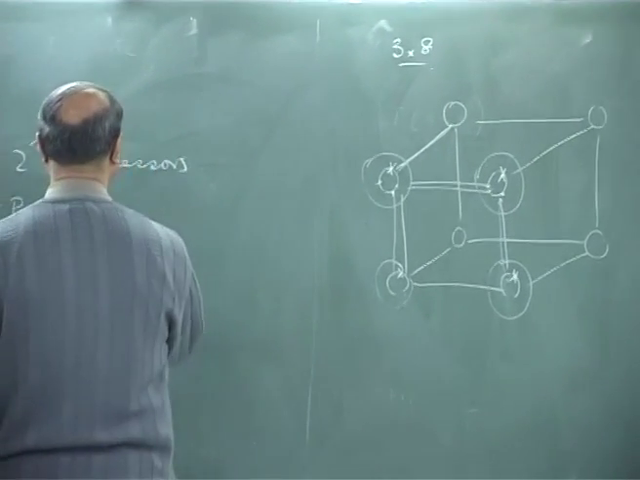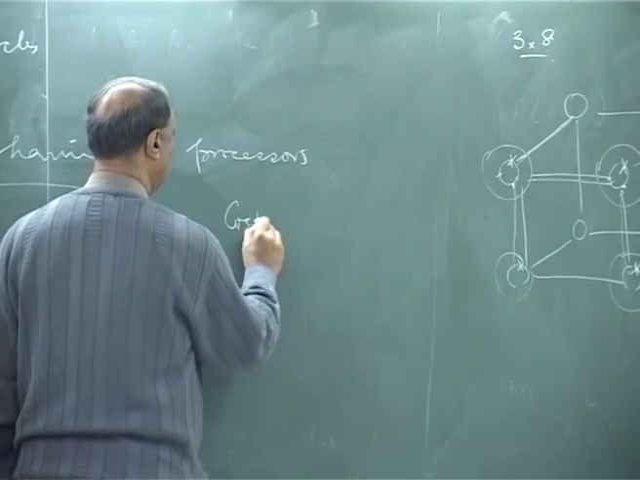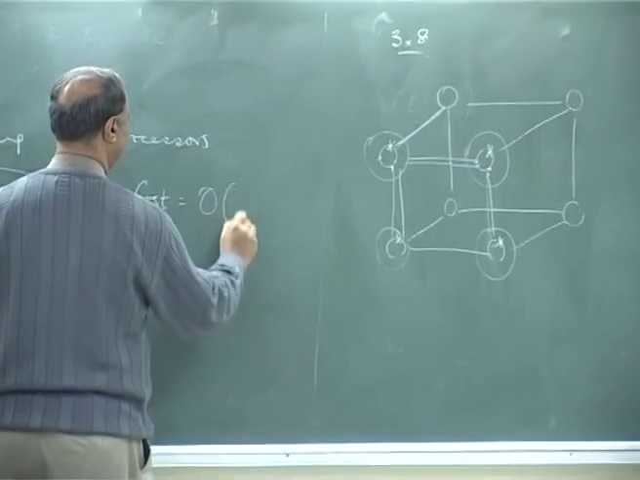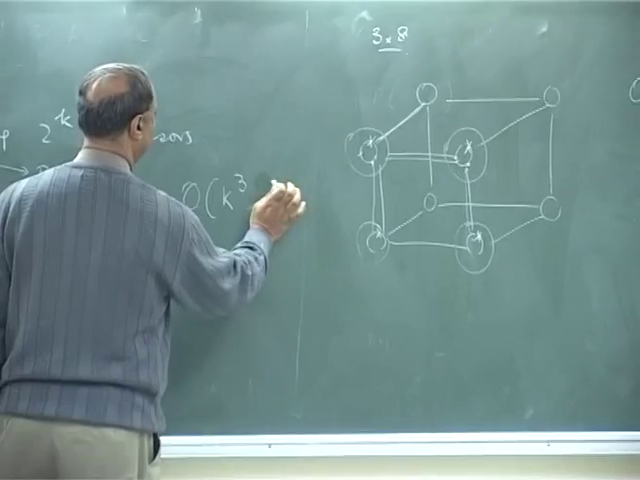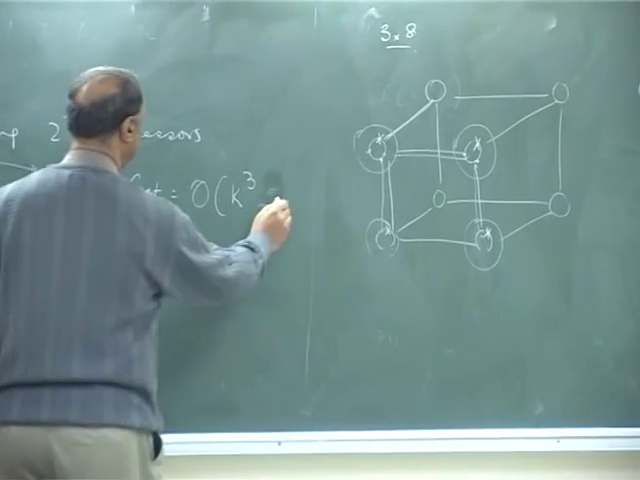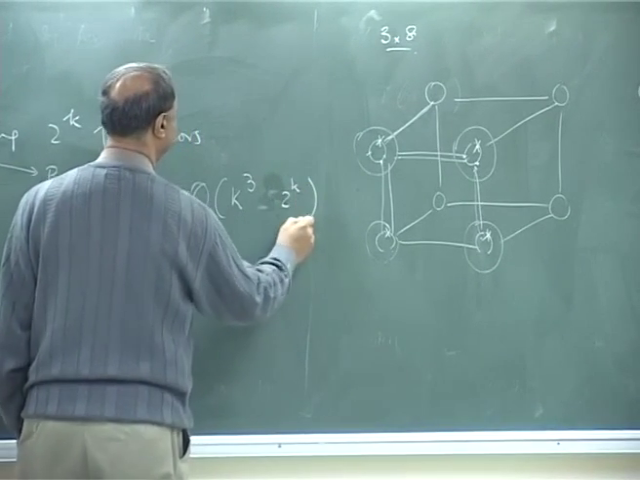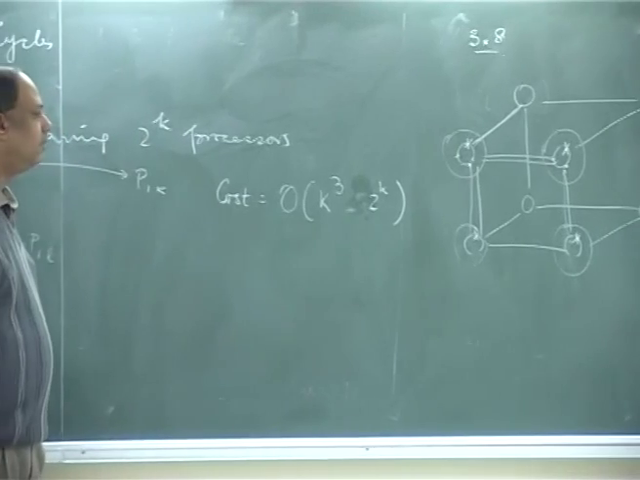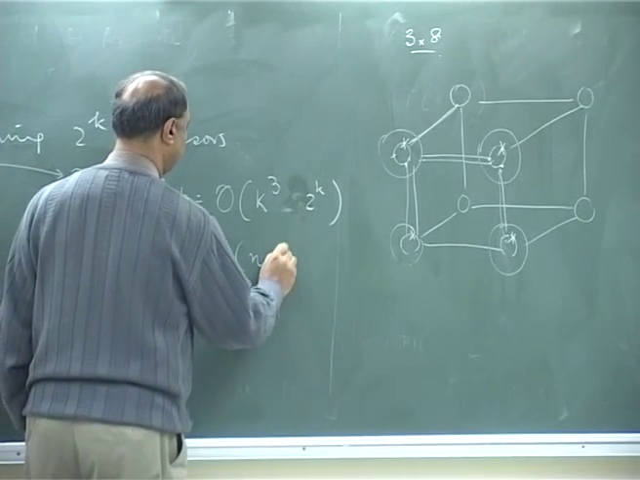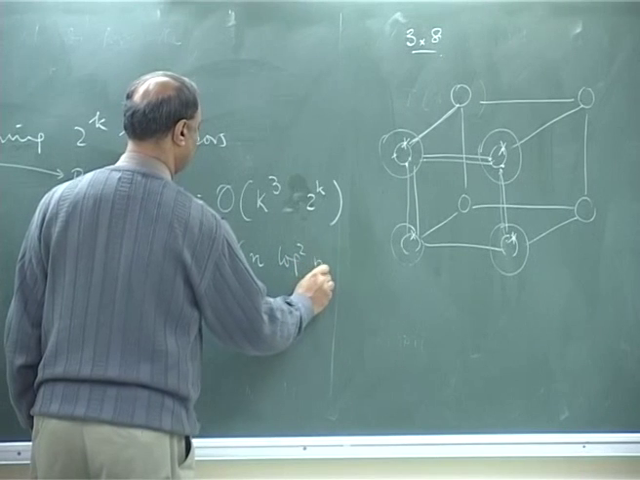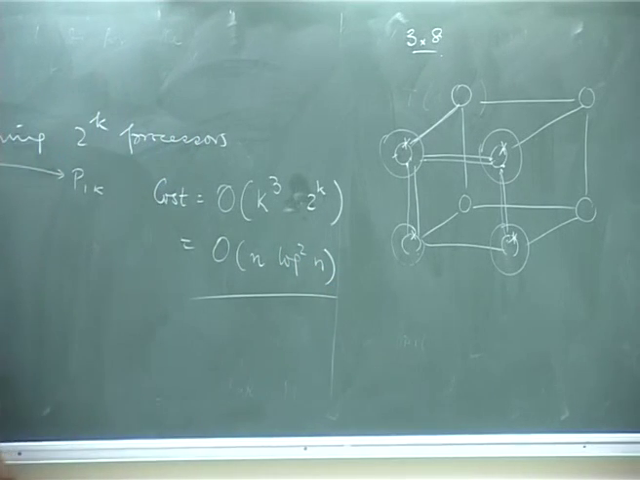So cost is order k cube 2 to the power k, and this is nothing but order n log square n, which is a log square n factor away from optimal.